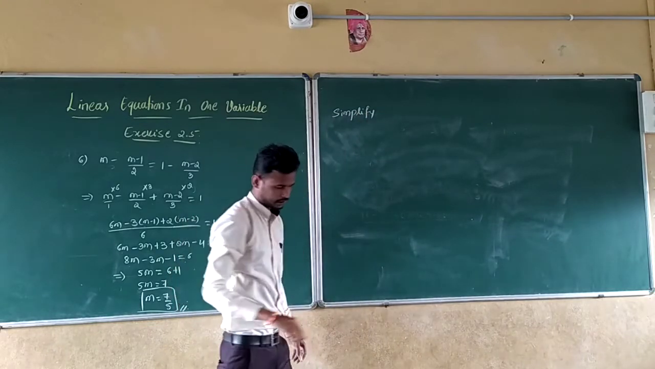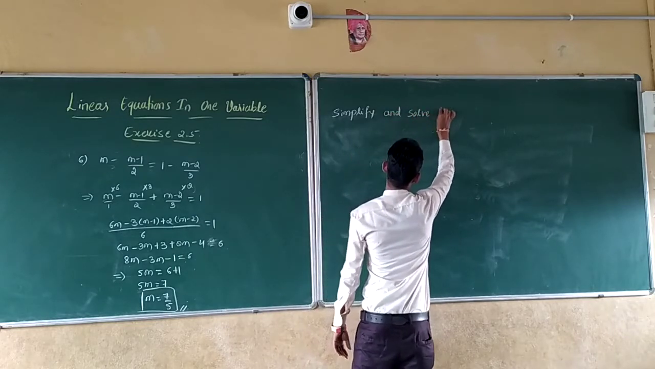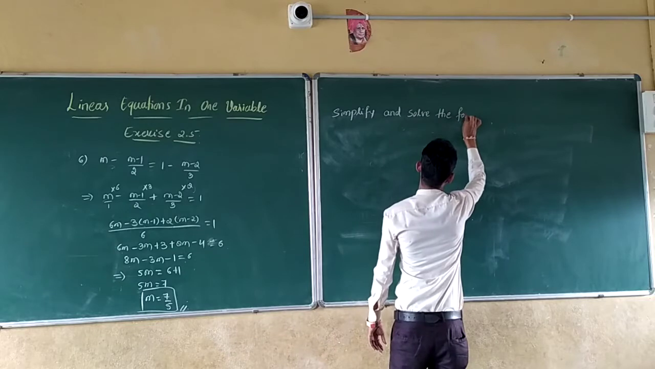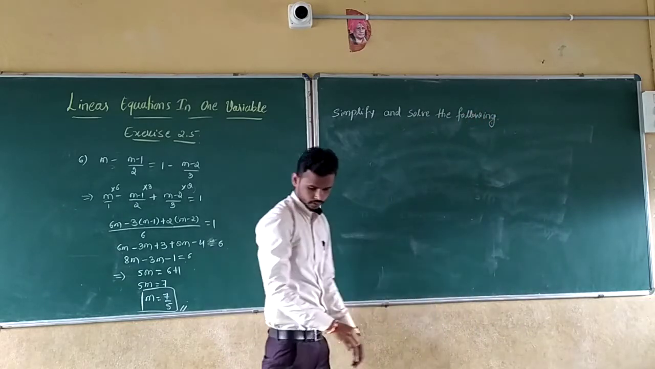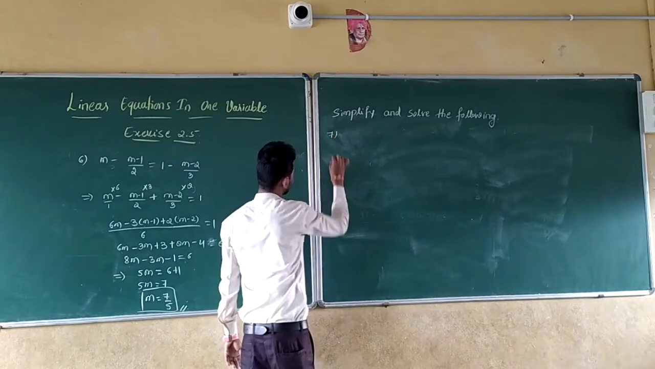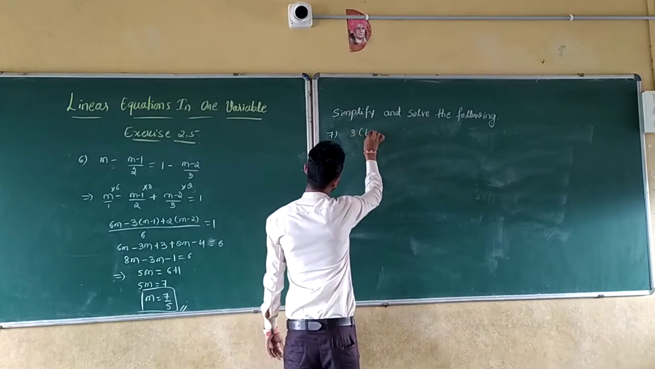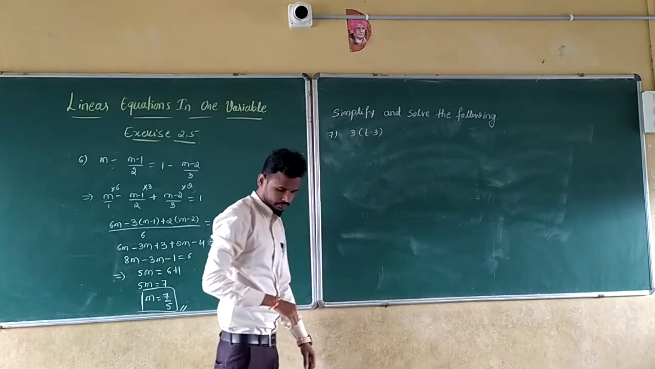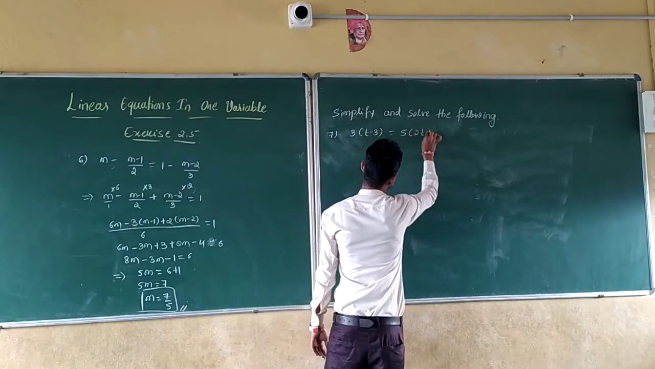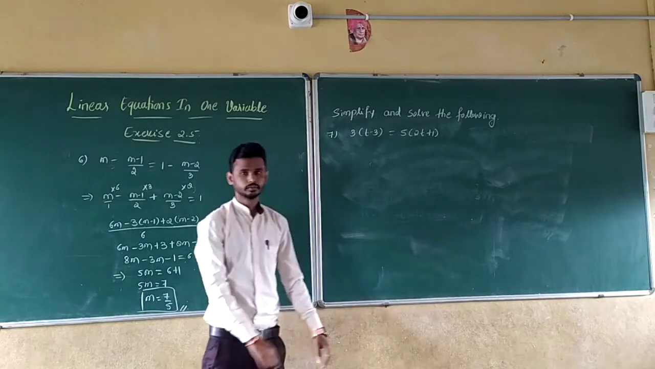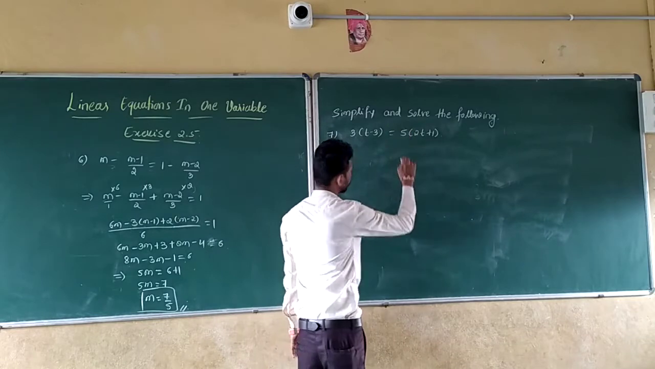Simplify and solve the following. Someone's question: 3 into bracket t minus 3, which is equals to 5 into bracket 2t plus 1. So simplify that first, means multiply the numbers to the brackets.